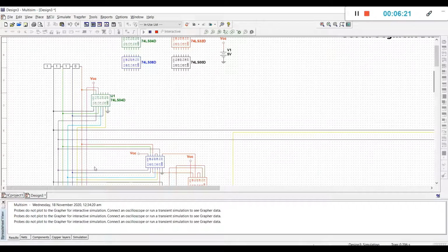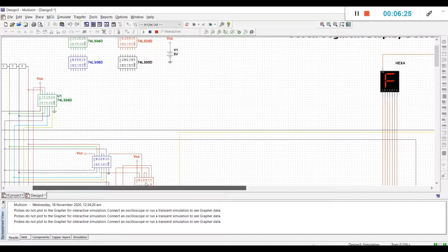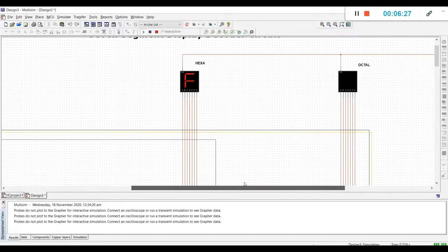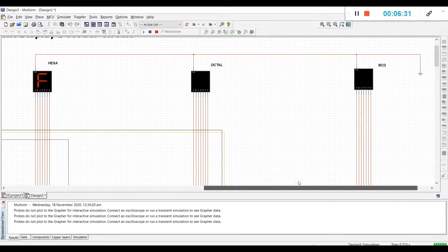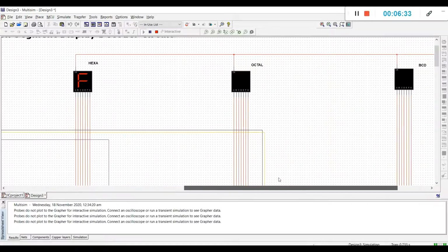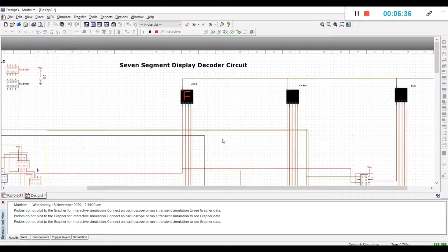And for the last, 1, 1, 1, 1, so the last input, equals to 15. So the hexa equivalent is letter F. And the octal and the BCD are off.